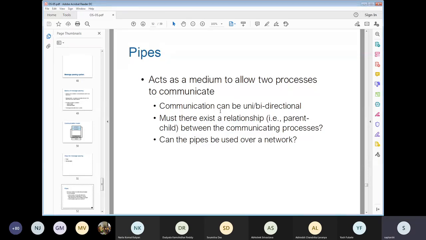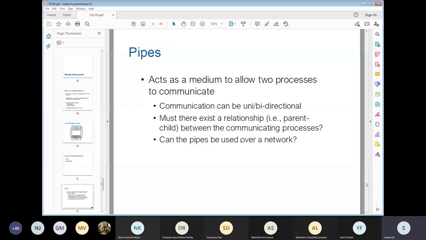Yeah, so there are some interesting questions to be answered, like with pipes. Can any two processes communicate via pipes? Or should there be a relationship between the two processes, for example parent-child, for using a pipe? Or another question is, can the pipes be used over a network? So the answer to this question for us is no.